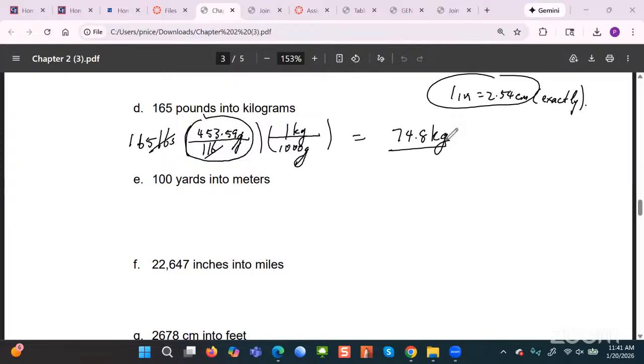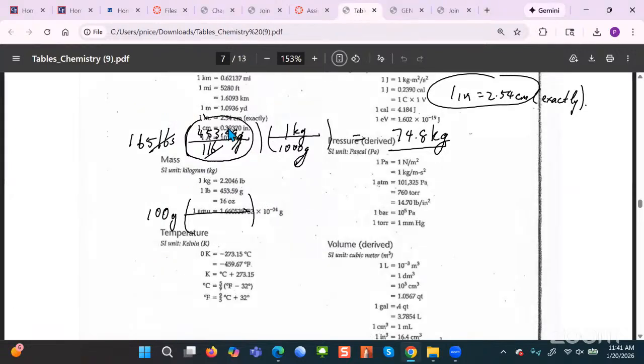All right? Okay. And I think what I just mentioned will come into play in the case of E. Because in the case of E, you're given 100 yards and you're asked to convert to meters. So again, we need to refer to that table. What's the relationship between the yard unit and the meter unit? And let's see what we have here.